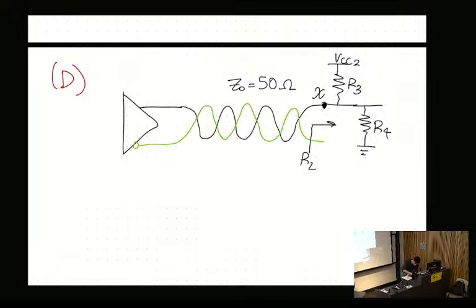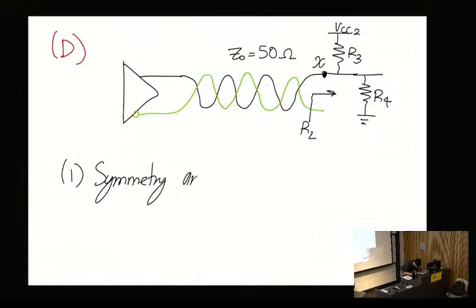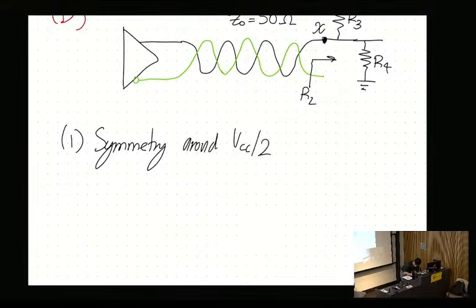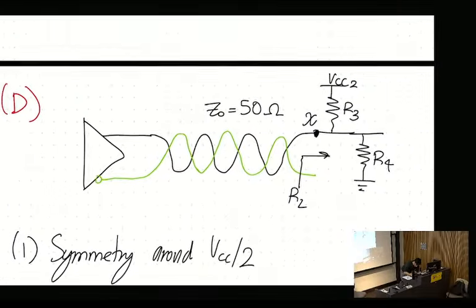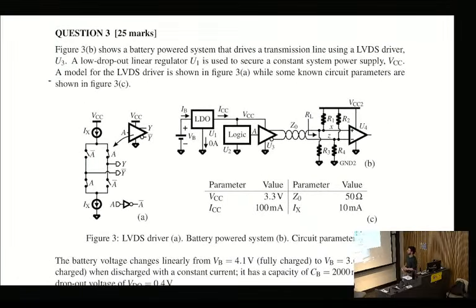Okay, so step number 1 is we need symmetry around VCC/2. If I look at this circuit, I need to go back, and it's a bit tricky here because now I need to actually consider what the buffer is doing. This buffer in the top right, also the power driver. So the power driver, if A equals 1, let's consider the case where A equals 1.